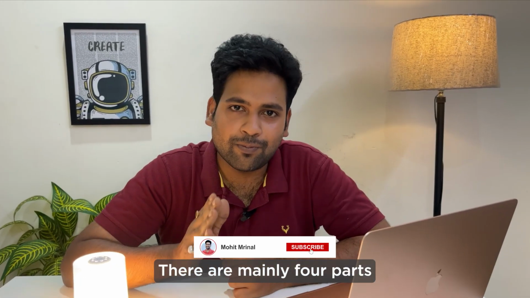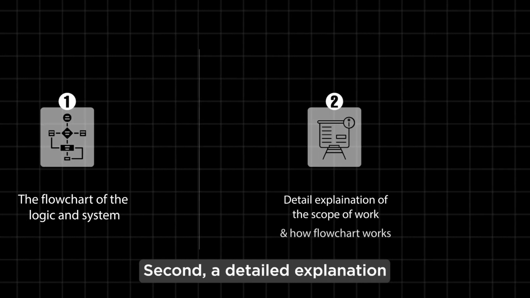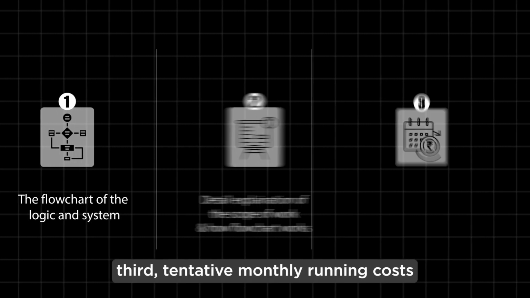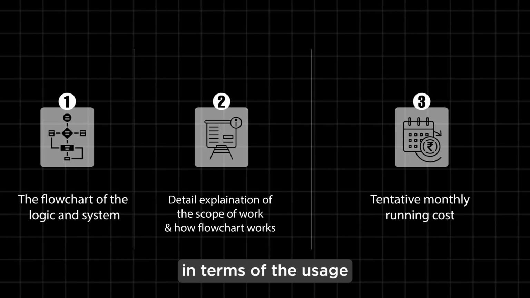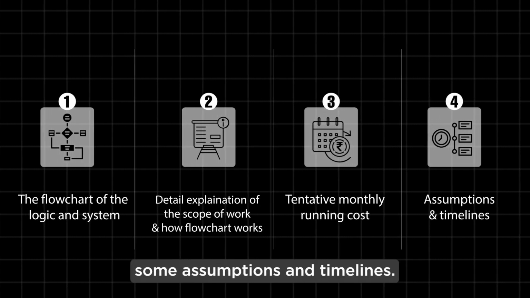There are mainly four parts of my proposal. First, the flowchart of the logic or the system. Second, a detailed explanation of the scope of work and explaining how this flowchart works. Third, tentative monthly running cost in terms of the usage and subscriptions required. And finally, some assumptions and timelines.